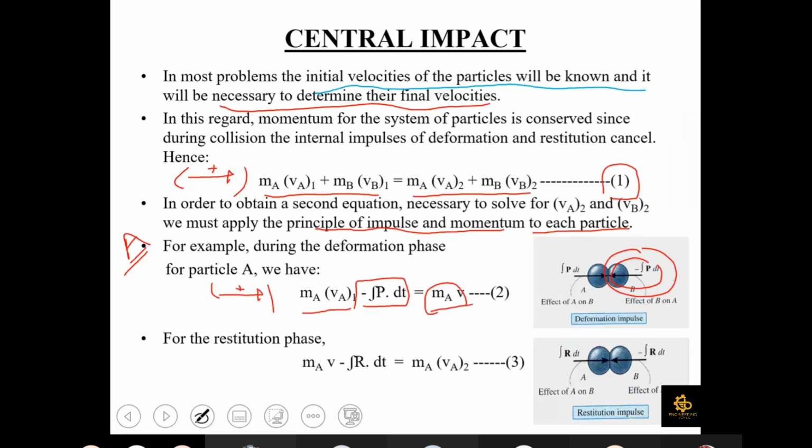So once we are considering the deformation phase for particle A, this is the momentum of particle A before that deformation phase. This is the impulse which this particle B is exerting on particle A, integral P dt. और मैंने उसको negative sign क्यों दिया? Because that impulse is going to act towards the negative side of line of impact. और ये इस particle A का momentum है after the deformation phase. Similarly, in the next step, इसको मैंने इक्वेशन नंबर 2 का नाम दे दिए.